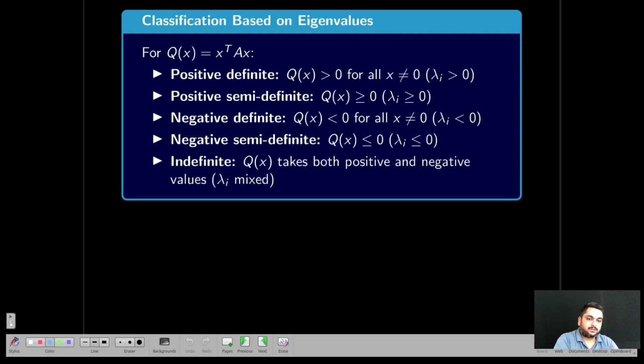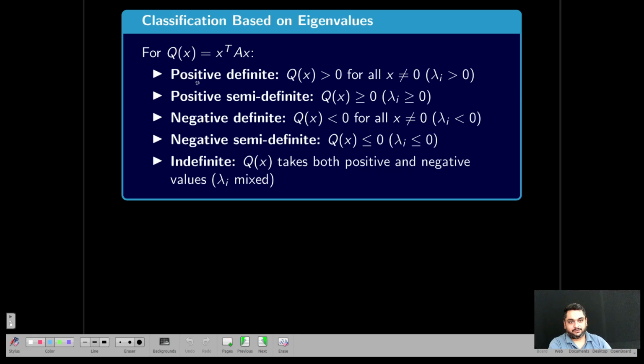Next, there is another concept here: classification based on eigenvalues. There are different types. We call them positive definite, positive semi-definite, negative definite, negative semi-definite, and indefinite. Why are all these required? When you go to machine learning algorithms, you require them. When you go to calculus, you may require them, as you will be using higher order differentials or higher order equations.